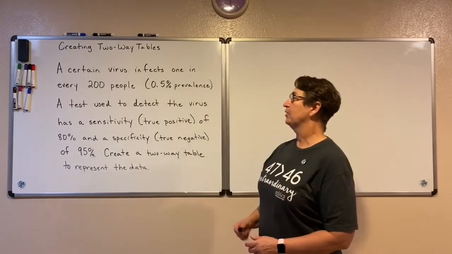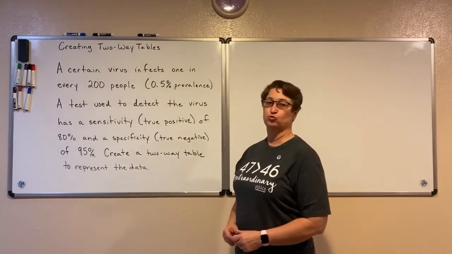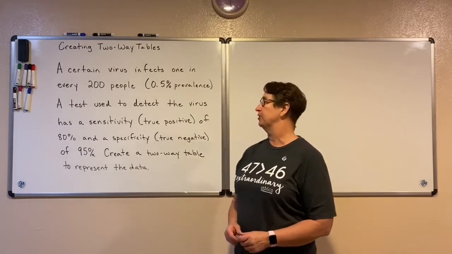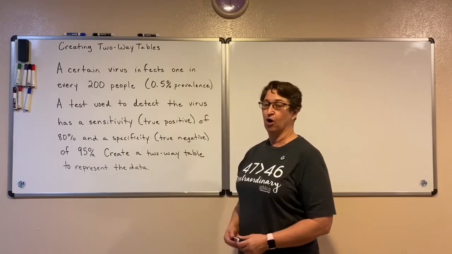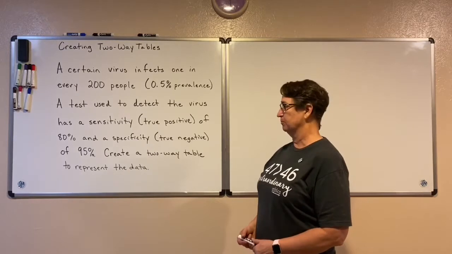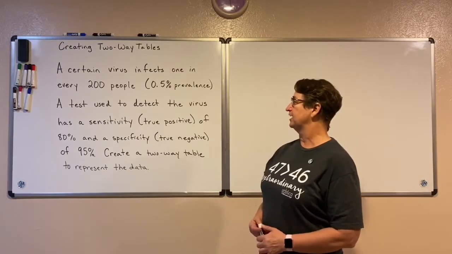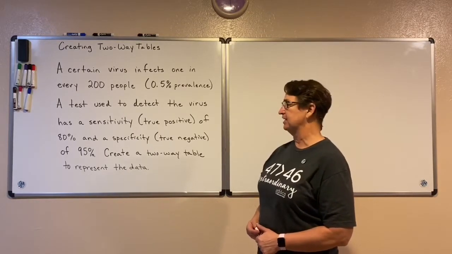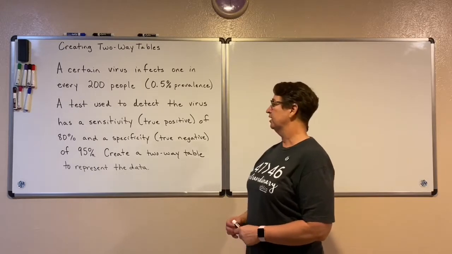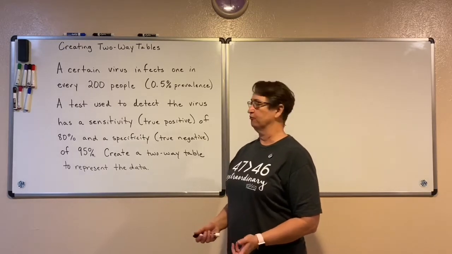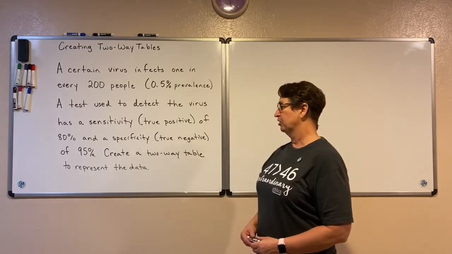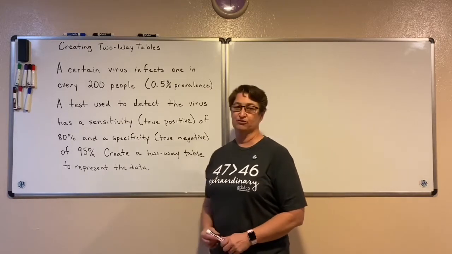So here we have a certain virus that infects 1 in every 200 people, or a 0.5% prevalence, how often it shows up in the population. A test used to detect the virus has a sensitivity, the true positive rate, of 80% and a specificity, the true negative rate, of 95%. Create a two-way table to represent the data.